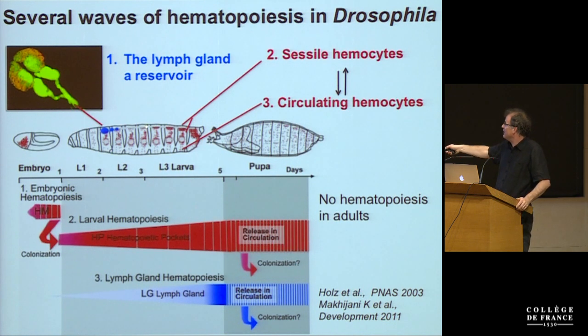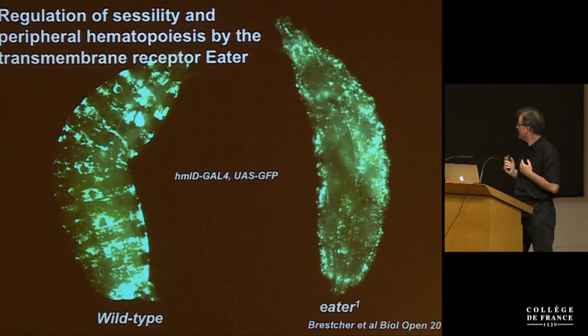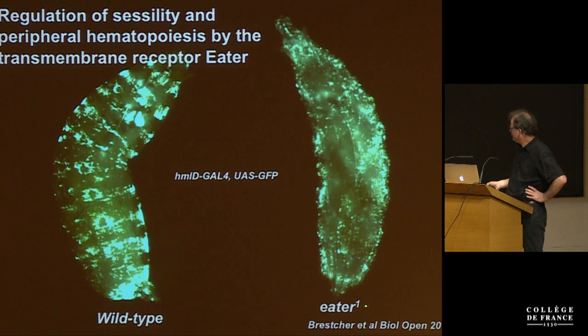Interestingly, there is an organ called the lymph gland that is used as a reservoir. Lots of hematopoiesis goes on in the lymph gland, but the lymph gland will break only at metamorphosis to release more hemocytes, or if there is an infection by a parasite. So you can see here the organization of the immune system in 3 compartments: a storage organ, sessile hemocytes, and circulating hemocytes. Recently in the lab, we identified a mutation that lacks all the sessile hemocytes. This is a mutation in an EGF transmembrane receptor called Eater, and you can see here flies that contain GFP expressed in hemocytes.